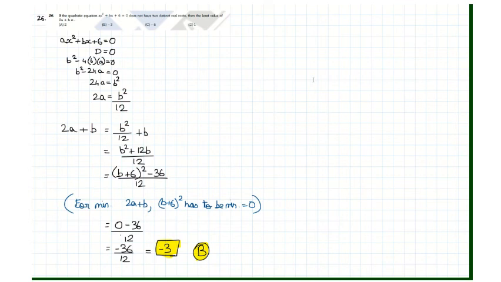Substituting 2a = b^2/12 in 2a + b, we get 2a + b = b^2/12 + b, which is equal to (b^2 + 12b)/12, which is again equal to ((b + 6)^2 - 36)/12. Now if 2a + b has to be minimum, the variable component of it has to be minimum, that is, (b + 6)^2 has to be minimum. Now we know that any perfect square is greater than or equal to 0, thus the minimum value for (b + 6)^2 is 0, due to which we get the minimum of 2a + b equal to -36/12, which is -3.